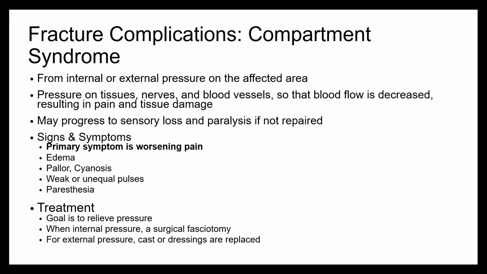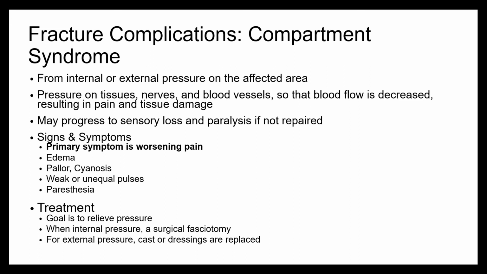External pressure can be just as dangerous because it can decrease the blood flow to the area. If this is not identified and treated promptly, it can progress to sensory loss and paralysis. The most notable symptom of compartment syndrome is worsening pain, especially with touch or movement and pain that is not relieved with opioid medications. Some other symptoms that we would see to support compartment syndrome would be the presence of edema, pallor or cyanosis in the affected extremity, weak and unequal pulses, and paresthesia.